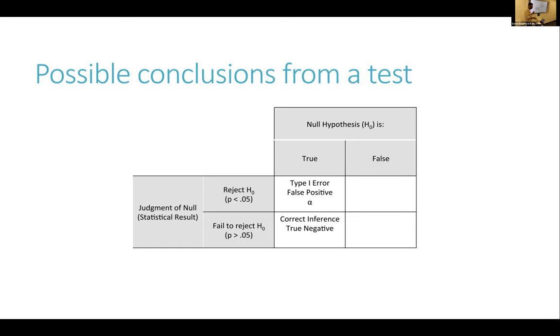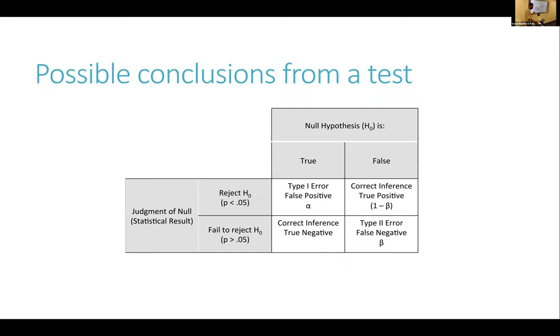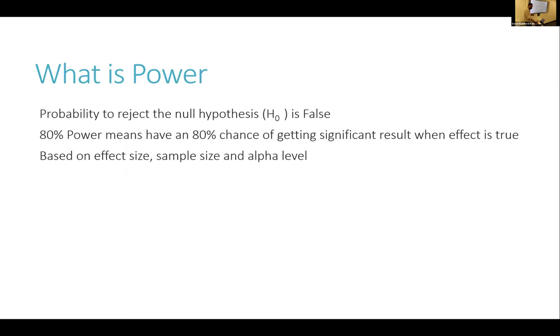Power is related to the probability of a false negative. Really, it's what's the probability that I reject the null hypothesis, assuming that there's a true effect? What's the probability that I can actually reject this null hypothesis?